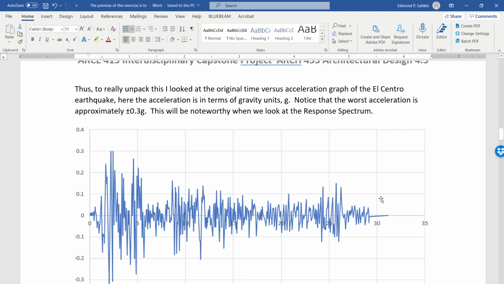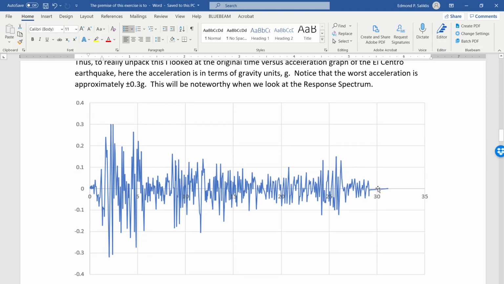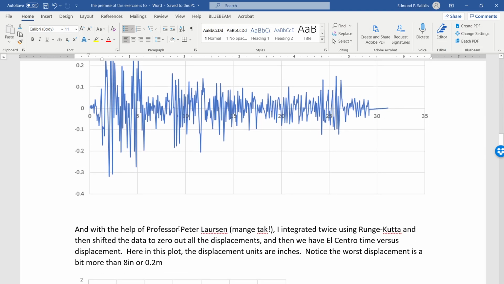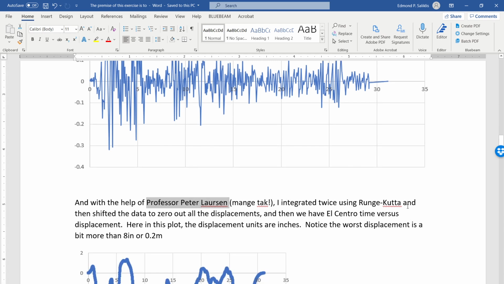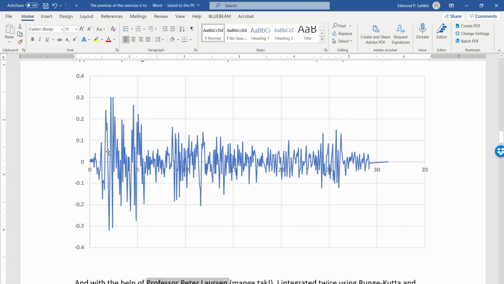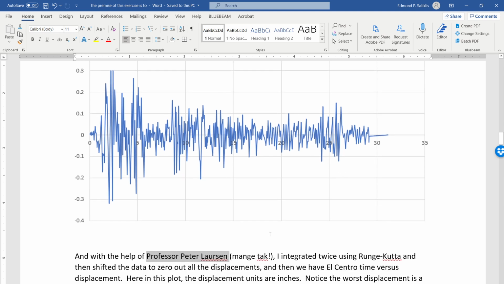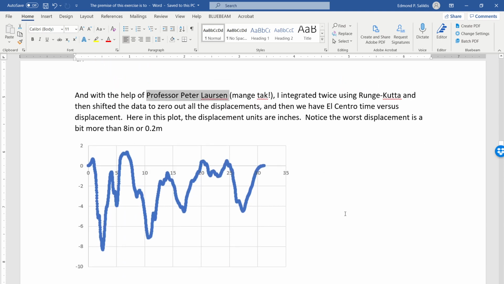Oh, okay. So then things got crazy here, and I don't recommend that you do this, but I'll walk you through it. So what I did was I used the help of my colleague, Professor Peter Larsen, Mange Tak, he's from Denmark. And what he did was he actually did this, I didn't do it. He integrated this twice to get the displacement. There's a little bit of a shift that has to happen so that you don't have an initial displacement. And what I have is the displacement of the El Centro earthquake versus time. Notice this is about 8 inches or 0.2 meters, very large displacements.